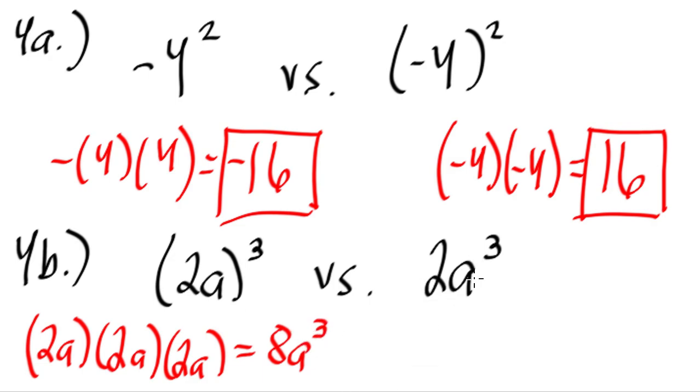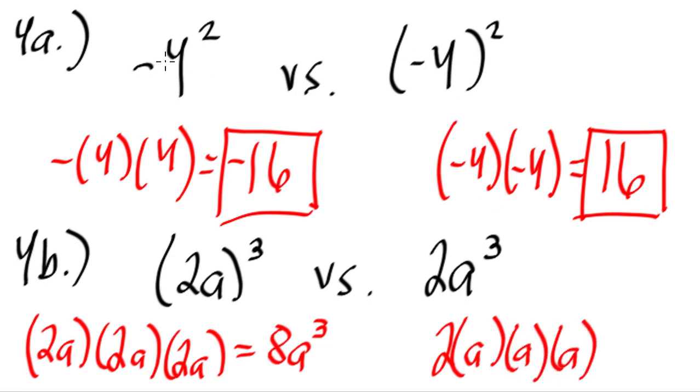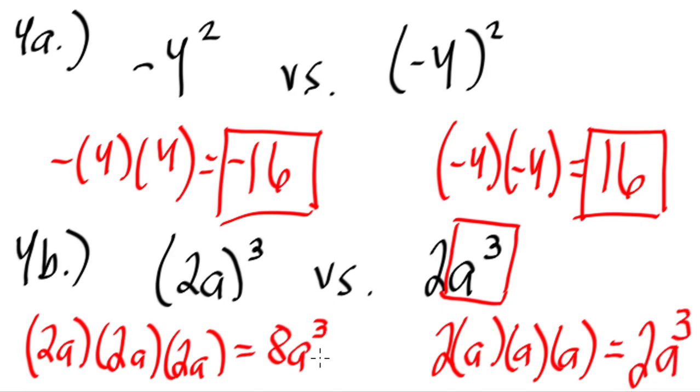Okay, how about this? 2a cubed. There's no parenthesis in this expression here. So how do we look at this? We look at this as 2 times a times a times a. So just like in the previous example where the negative sign is outside, this coefficient 2 is also outside of what is being cubed, because what is actually being cubed is only the a. So the cube is only here, not on the whole expression. So this will look like 2a cubed, and not 8a cubed. Okay, I hope you understood that.